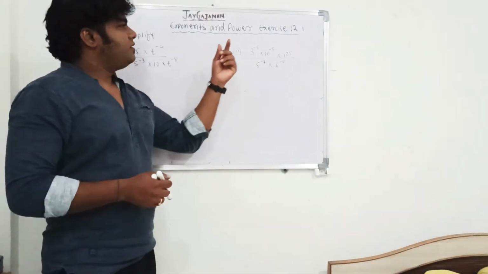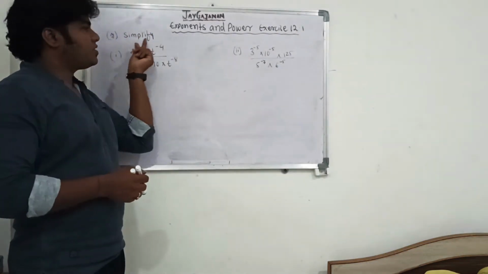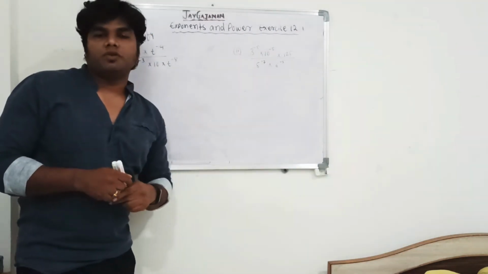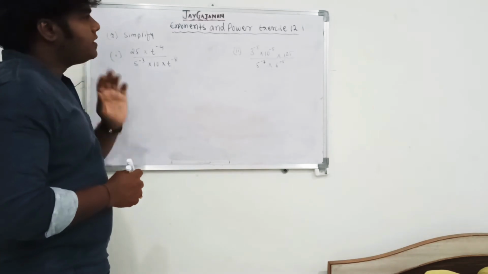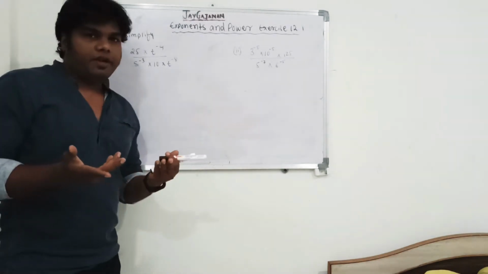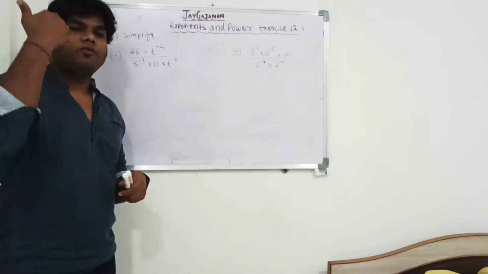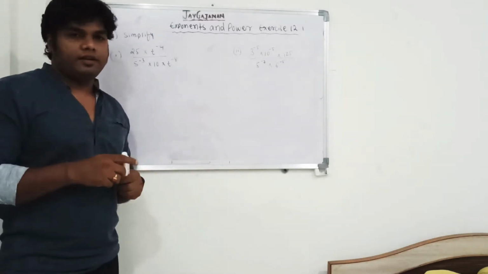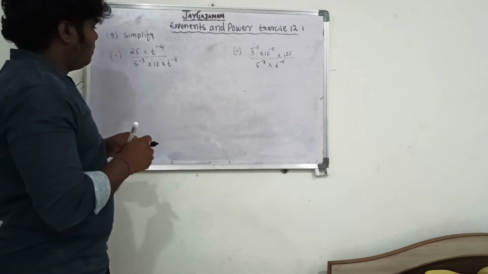So now we are with the 12.1 seventh question, simplify. This is probably the last question of this exercise. So let us see 12.1 last problem. Again we have to use the inverse property. अगर वो minus में है तो take it down. So in this way we will solve. Just see it.